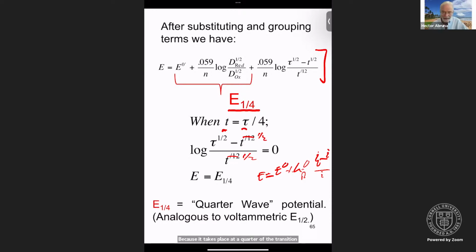And this is essentially analogous and virtually identical to the voltammetric E1/2. Remember, E1/2 is when the current was half the limiting current. This term basically went to 0 because that ratio was 1, so log of 1 equals 0, and then we had E equals E1/2. Now we have E equals E1/4 because it's the potential at 1/4 of the transition time.